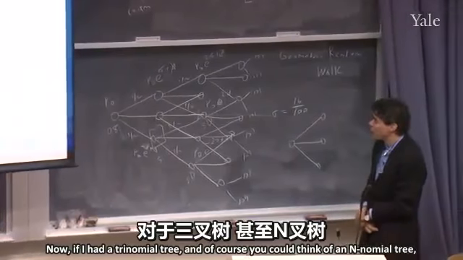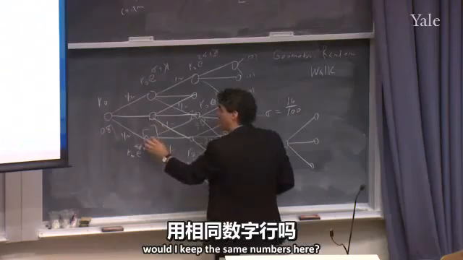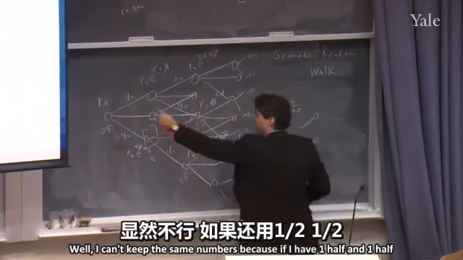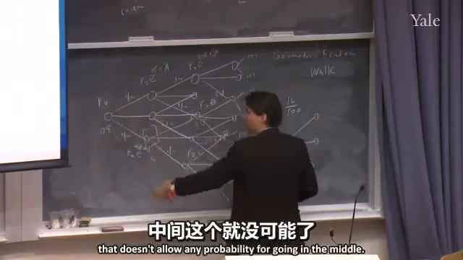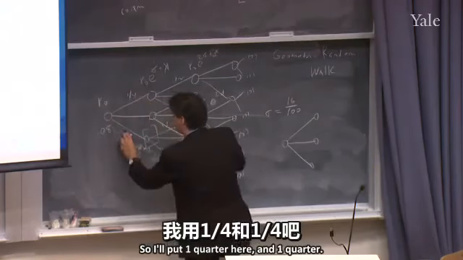Now if I had a trinomial tree, and of course you could think of an n-nomial tree, would I keep the same numbers here? Well, I can't keep the same numbers because if I have a half and a half, that doesn't allow any probability for going in the middle. So I'll put a quarter here and a quarter.